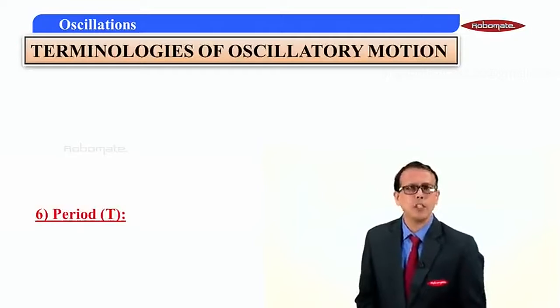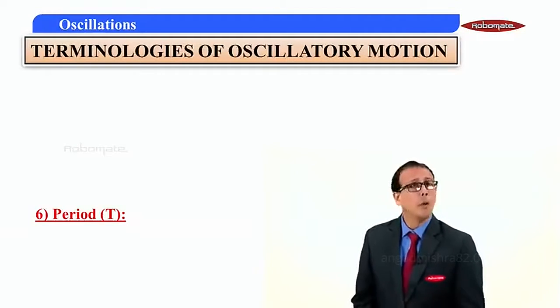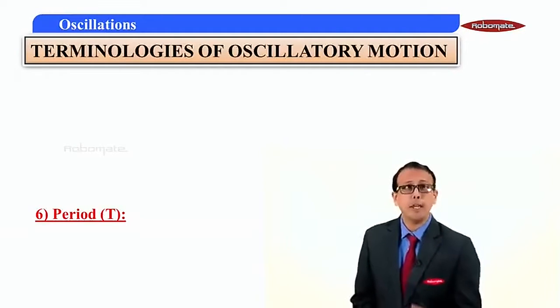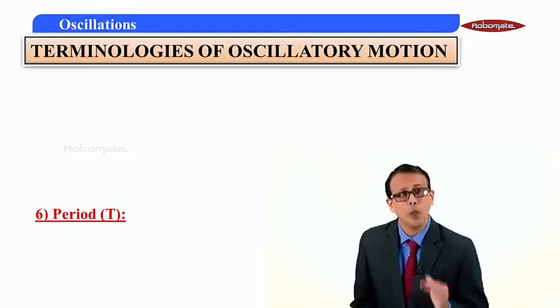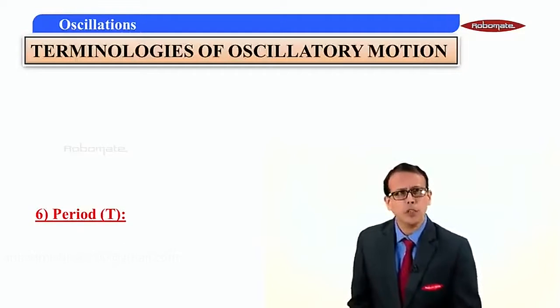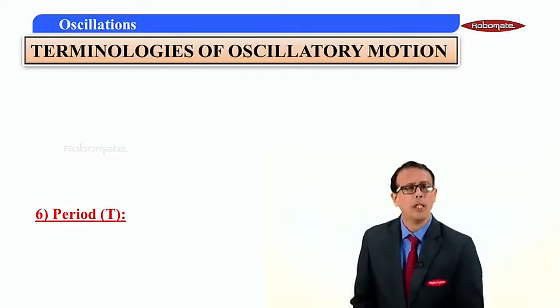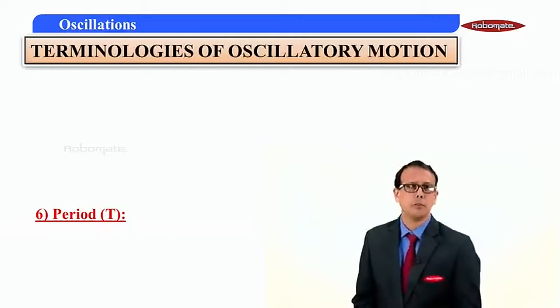We'll move on to the 6th term, that is nothing but period, represented by capital T. It is also called periodic time. Now, before I define it, period or periodic time are the terms normally used in physics whenever a motion is periodic. Since oscillatory motion is a periodic motion, hence we have the term period attached with oscillatory motion.